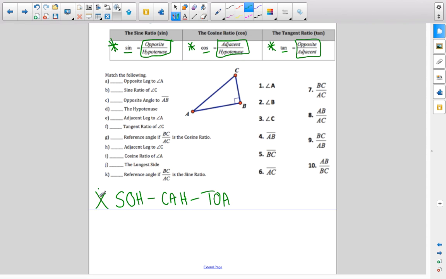So make sure that you star this. This is something we're going to memorize. SOHCAHTOA. Everybody who's been in geometry is familiar with that acronym, SOHCAHTOA.